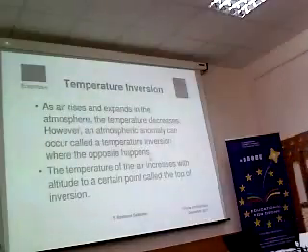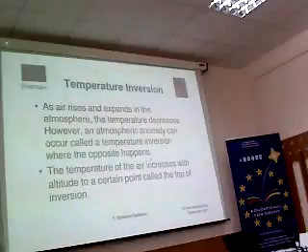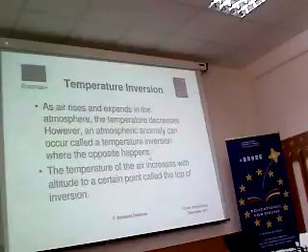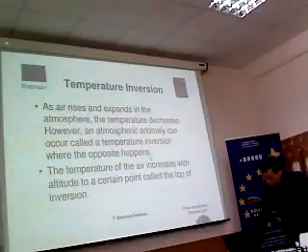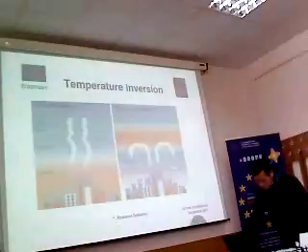So we are now going to see the temperature inversion. As air rises and expands in the atmosphere, the temperature decreases. However, an atmospheric anomaly can occur called a temperature inversion, where the opposite happens. The temperature of the air increases with altitude to a certain point, called the top of inversion.